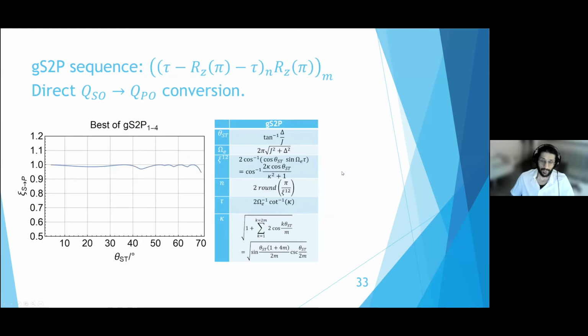But moving on, the GS2P sequence is a complement to GM2S. It basically takes your singlet order and converts it very efficiently to singlet precursor order within the same range, so from 0 to 67.5 degrees. And the way it's designed is you basically have these nested echoes. You have this inner spin echo loop, then you have another 180 pulse, an outer 180 pulse, and you have an outer loop. When you get these parameters right, you're going to get very good conversion of your singlet order to singlet precursor order.